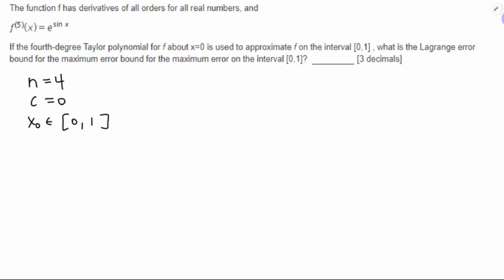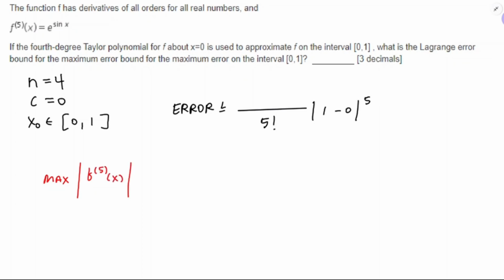Okay, and we know the next derivative, so it's going to be error less than or equal to something divided by 5 factorial times the absolute value of x0 minus 0 to the fifth power. Well, the biggest that the inside of that absolute value would be is 1 minus 0 to the fifth power, right? Because if I took a fraction to the fifth power, it would be even smaller. And so I'm going to maximize that by plugging in x equals 1. Okay, the next derivative, I'm looking for the maximum absolute value of the next derivative, which would be f's fifth derivative. Maximum absolute value of f's fifth derivative of x when x is on the interval 0 to 1.